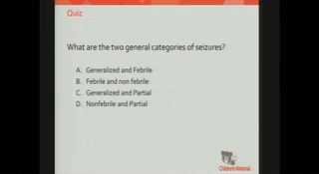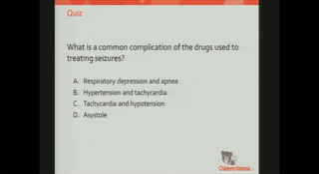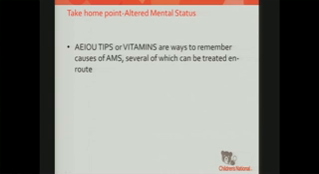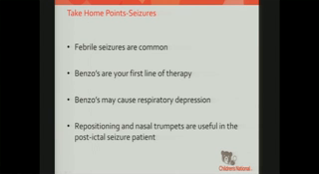Categories of seizures are generalized and partial. Complications of benzodiazepines are respiratory depression and apnea. In terms of take-home points for altered mental status, AEIOU TIPS and VITAMINS are good ways to remember causes of altered mental status. Febrile seizures are quite common in children. Benzos are your first line of therapy, but may cause respiratory depression, and then you may need to employ some additional airway maneuvers in your post-seizure patients.